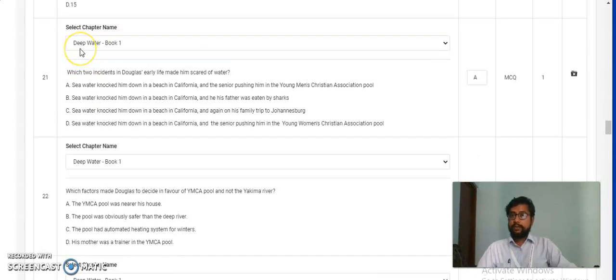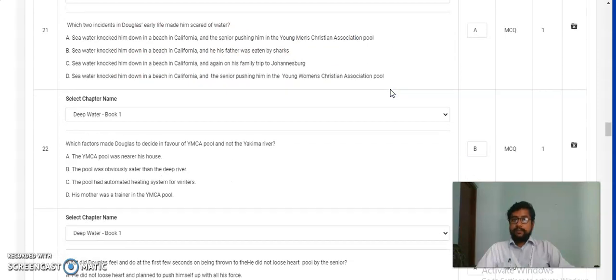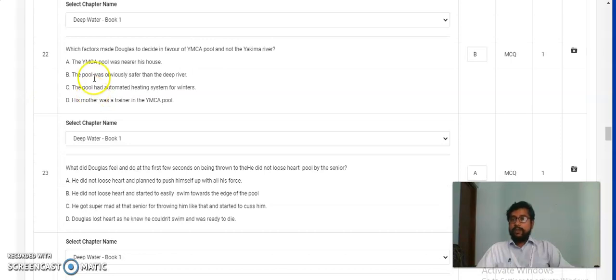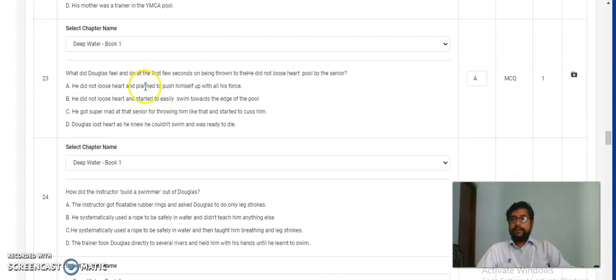Okay, next topic was deep water. Which two incidents gave Douglas the fear of water? Option A is the correct answer. Then if you think number D, you should have noticed that this is young women's YWCA. Okay, in the prose it was YMCA, Young Men's Christian Association. Trick question again. Which factors made Douglas favor the YMCA pool? Obviously it was safer than deep water.